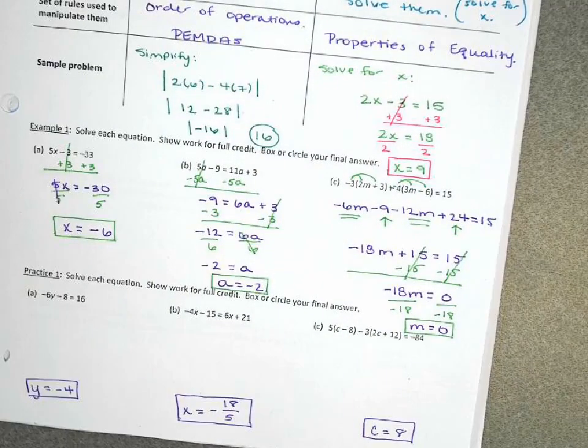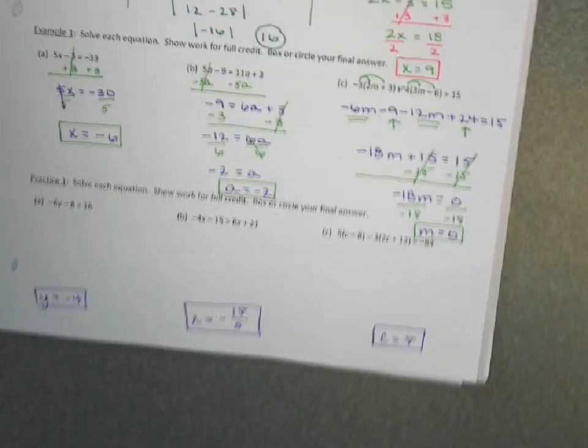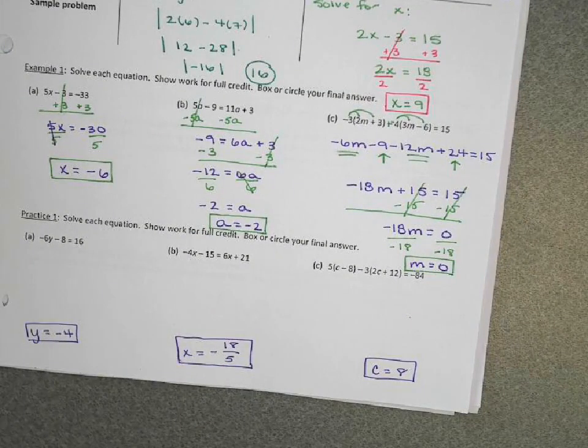Okay, so what we should have gotten here was, for A, y equals negative 4. Raise your hand if you got that. Pretty good chunk. Should we go through it? You're going to add 8 on both sides. You've got to get the negative 6y term by itself, so you add 8 to both sides. Then you'll divide by negative 6 on both sides, and then you'll have y alone. Okay? For part B, who got negative 18 fifths?